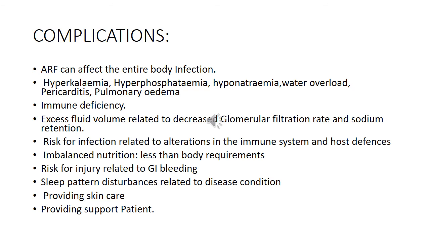What are the complications that acute renal failure patients have? They are mainly affected over the entire body through infections, and then hyperkalemia, that is elevated potassium, and hyperphosphatemia, hyponatremia, decreased sodium level and water overload, pericarditis, then pulmonary edema due to the water overload and swelling, and immune deficiencies. Excessive fluid volume is related to decreased GFR and sodium retention, a risk of infection relates to an altered immune system and host defense, and imbalanced nutrition means less than the body requires.